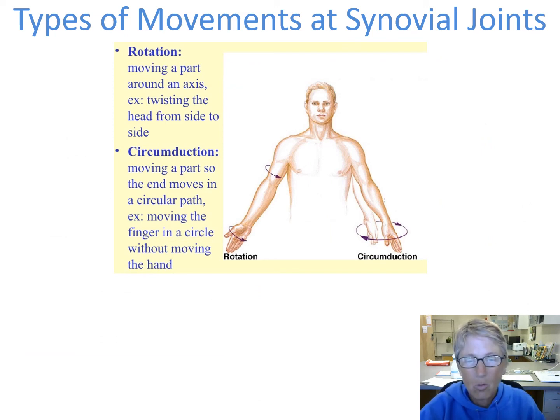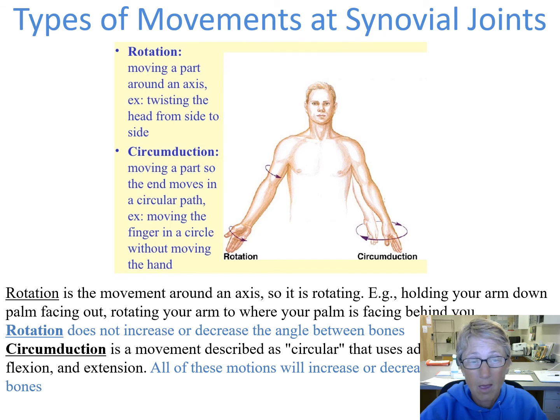Rotation at a joint doesn't change the angle between bones, so in anatomical position, you can rotate your arm and you're not changing any angle. But if you take your arm and you circumduct it, so you move from the shoulder in a circular path, you are changing the angle between bones.